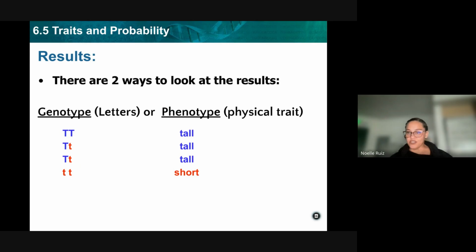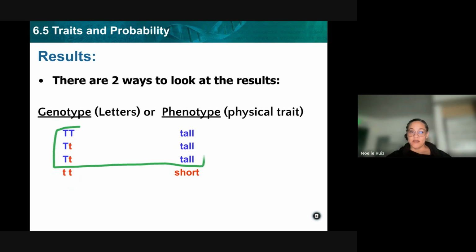So there's 2 ways to look at the results. We can look at the genotype, which is the letters. Like I said, homozygous dominant, heterozygous, homozygous recessive. And I can ask questions about all of those. Or we could look at the phenotype, the physical trait.